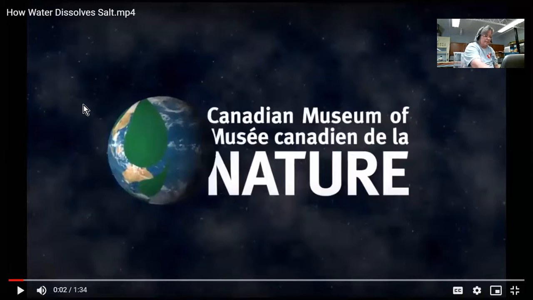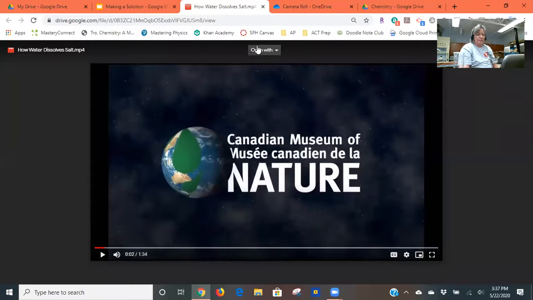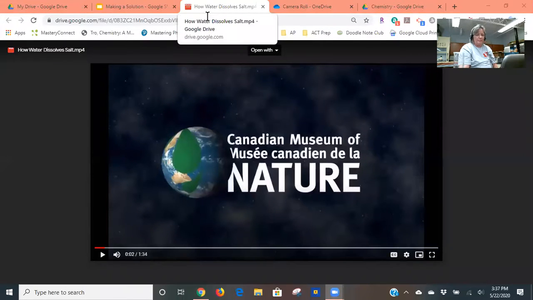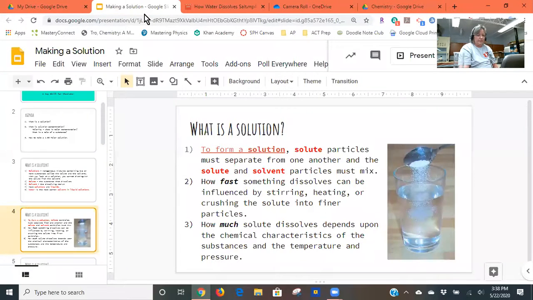Okay. So that's a pretty decent model that shows how salt and water dissolve each other. Now, we've never taken a microscope and looked at salt and water dissolving like that. This is a model, and models are used in chemistry all the time to try to help you understand how things work. Okay, so let's continue with the discussion.